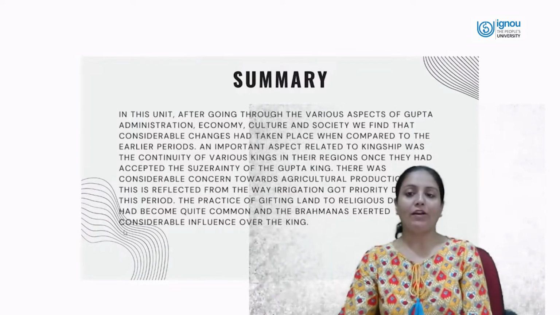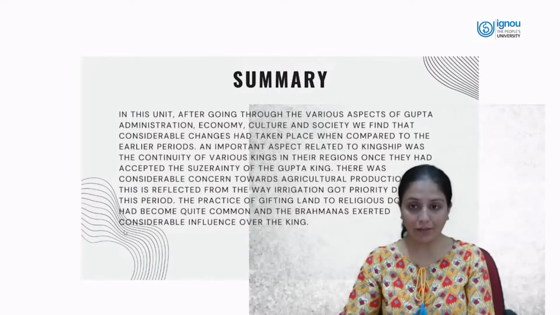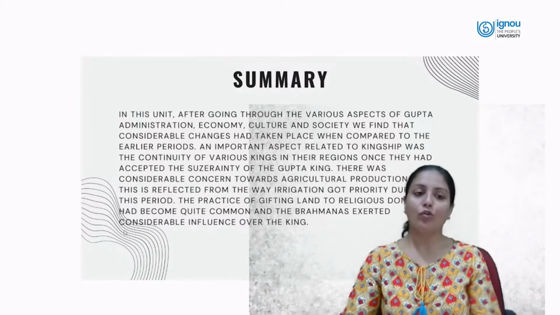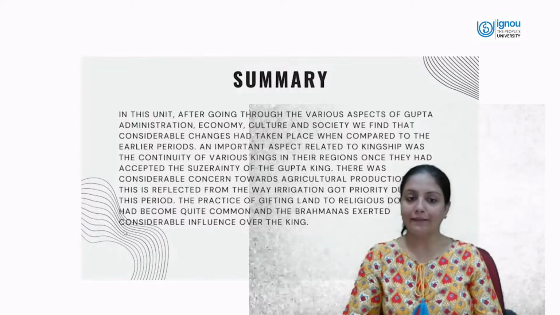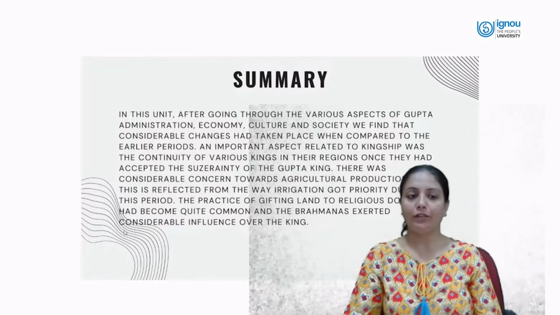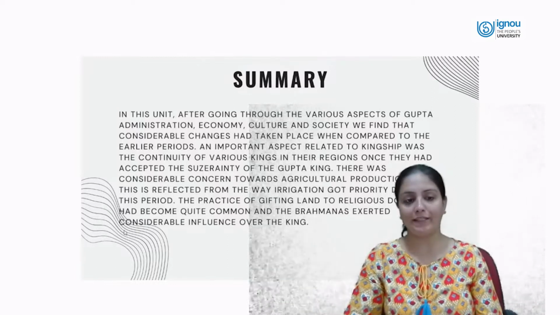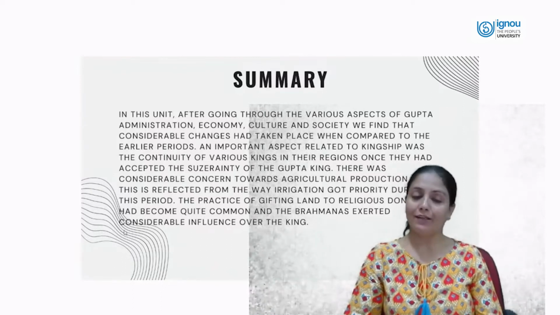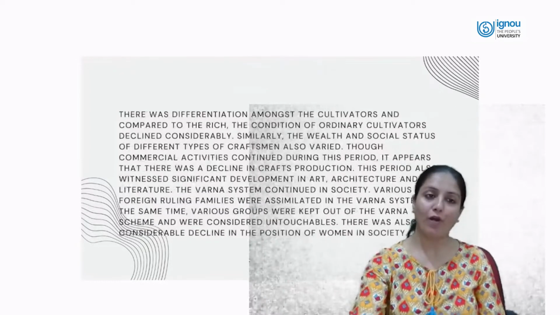An important aspect related to kingship was the continuity of various kings in their regions once they had accepted the suzerainty of the Gupta king. There was considerable concern towards agricultural production, and this is reflected in the way irrigation got priority during this period. The practice of gifting land to religious donees had become quite common, and the Brahmins exerted considerable influence over the king. Yes, that was a duty of Brahmins.